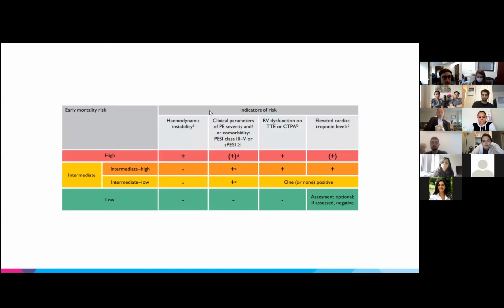This is one of the more common tables we use, especially in pulmonary and critical care, for deciding when to activate PERT. PERT is sort of a buzzword anytime a patient has a pulmonary embolism, and we say we want to get the PERT team involved. So what is the PERT team? PERT is the PE response team.